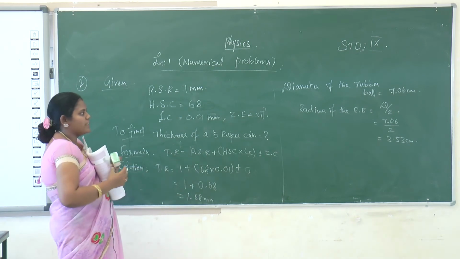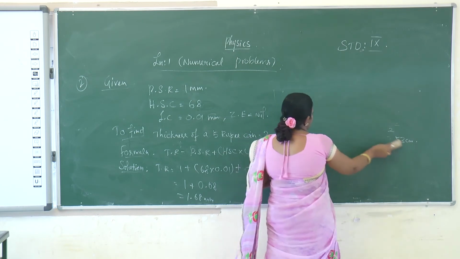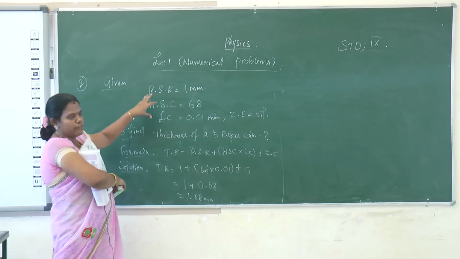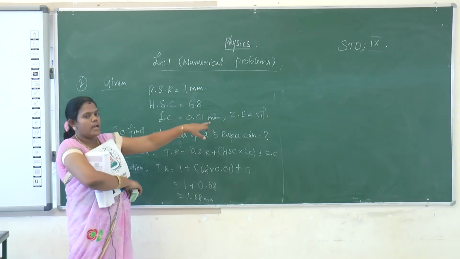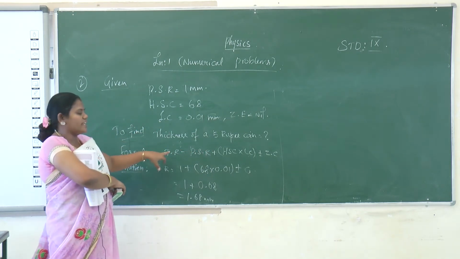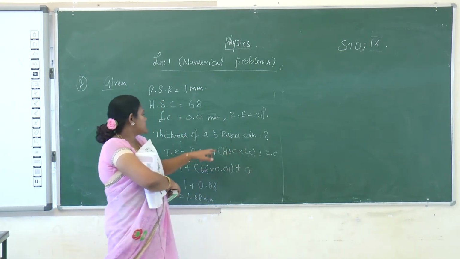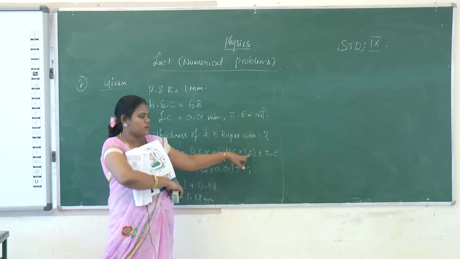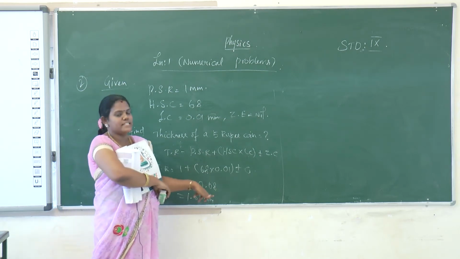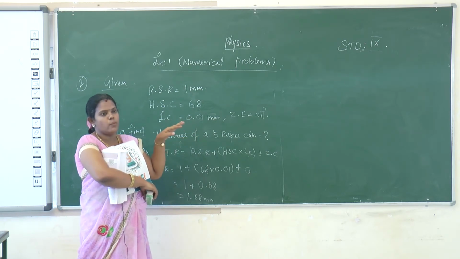So in the previous problem, the vernier scale was used to calculate the diameter of the rubber ball. In this problem, the screw gauge is used to find out the thickness of the 5 rupee coin. How will you calculate? First note down the given values, that is PSR, HSC, least count and zero correction. Then the formula: total reading is equal to pitch scale reading plus head scale coincident into least count plus or minus zero correction. Substitute the PSR value, HSC value, least count value and zero correction values, and we find the total reading is equal to 1.68 millimeter. This is the answer for the thickness of the 5 rupee coin, that is 1.68 millimeter.